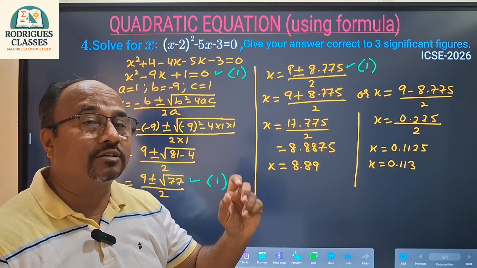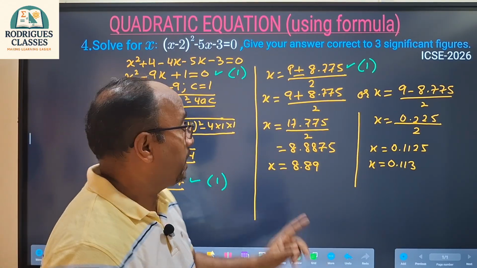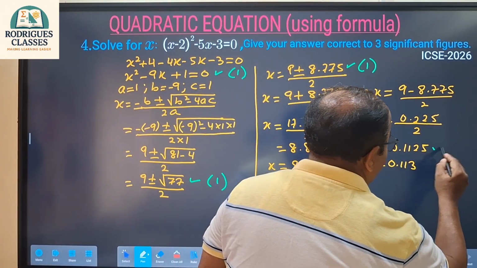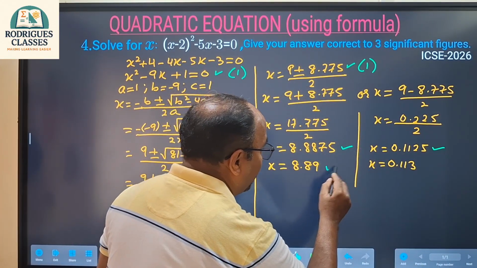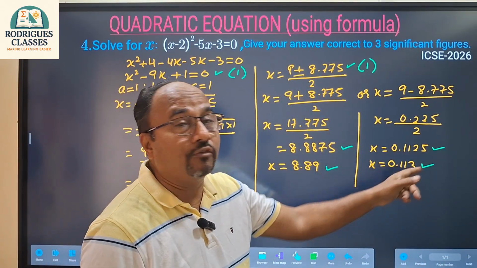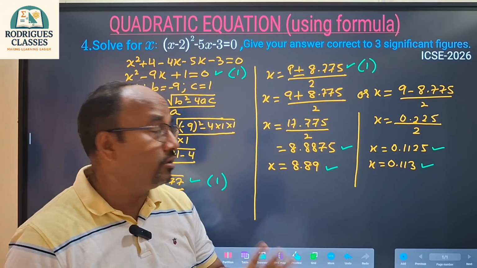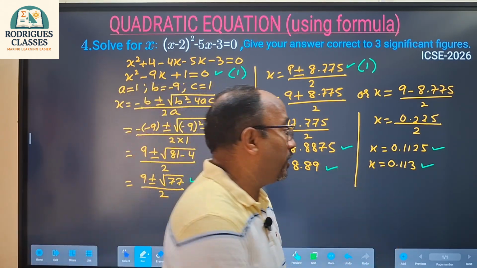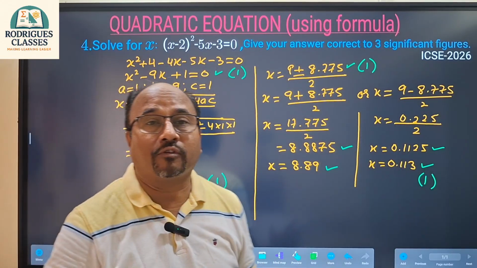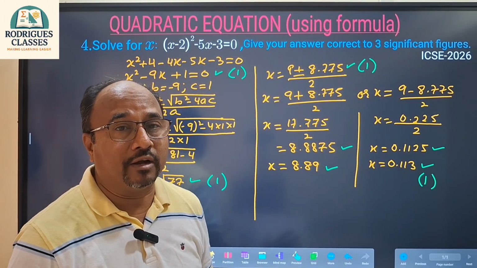But the final 1 mark is your main problem if you are not careful. You have to write this correctly, this also correctly, and then rounding off to 3 significant figures also correctly. If all 4 are correct, then only 1 mark. Even if one of them goes wrong, you will not get that final 1 mark. This you will not get unless and until all the 4 of them are correct. So you need to be careful about this part.